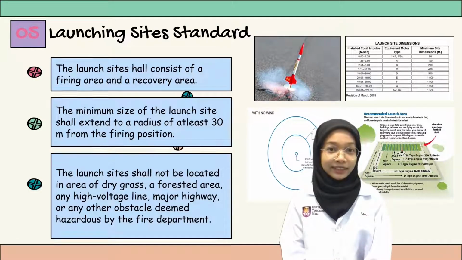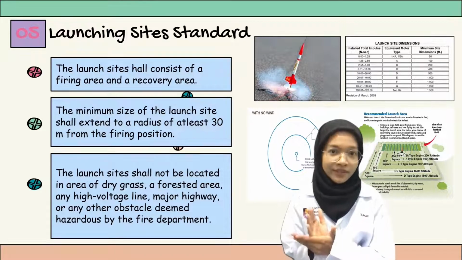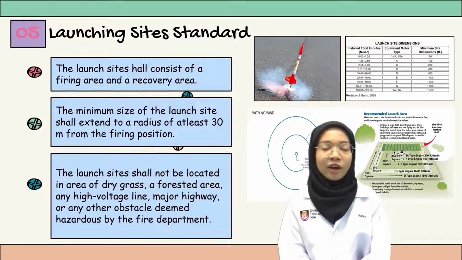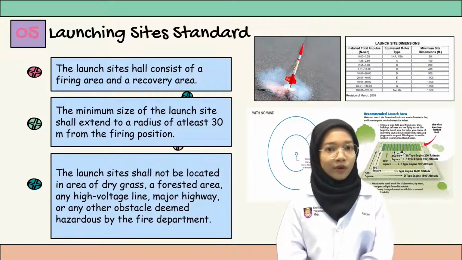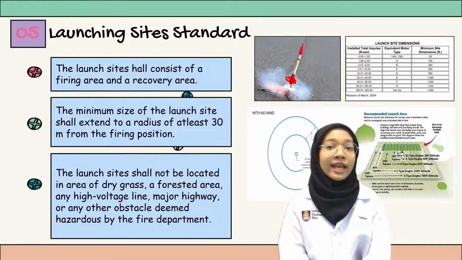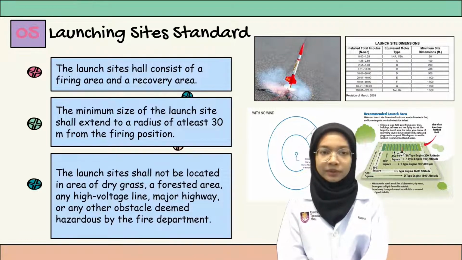Lastly is the launching at school site standard. The launch site shall consist of a firing area and also a recovery area. The firing area should be at the center of the launch radius, and the firing must be within a radius of 25 feet or 8 meters from the location of the launching platform. For the recovery area, it must include the firing area and shall be determined to be the minimum area necessary for retrieval of the launched rocket. And the minimum size of the launch site is at least 30 meters of radius from the firing position.